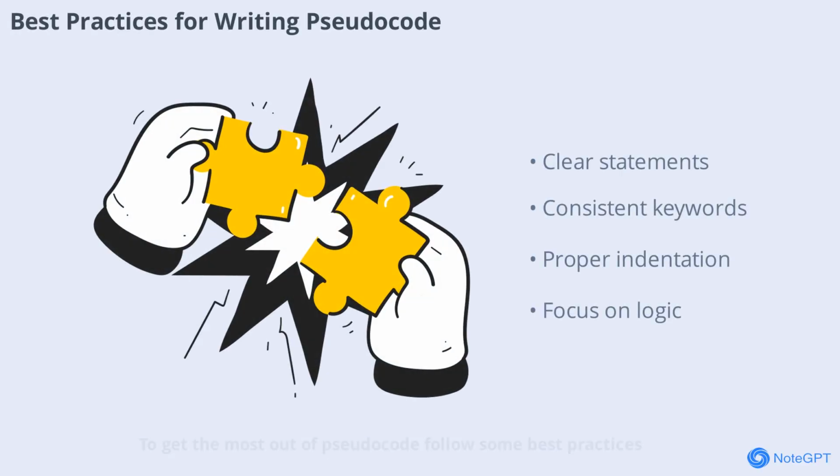To get the most out of pseudocode, follow some best practices. Keep your statements clear and concise. Use consistent keywords and indentation to show structure. Avoid unnecessary details and focus on the main logic. By following these guidelines, your pseudocode will be easy to read and translate into code.